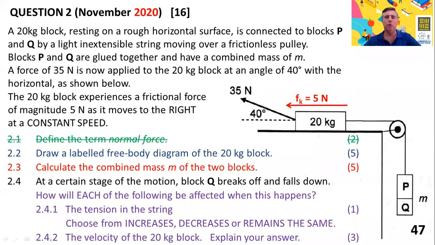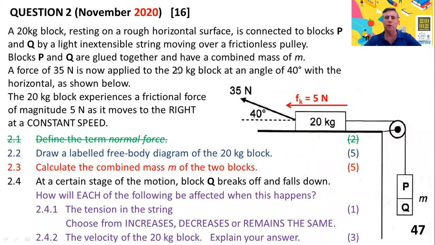And finally, let's have a look at question 2 from the November 2020 matric final exam. This question counted for 16 marks, slightly less than the average of 17. So you're told that you have a 20 kilogram block resting on a rough horizontal surface. Notice the word rough means friction, connected to blocks P and Q, which are connected over a pulley by a light, inextensible string. If you don't know that word, it just means it won't stretch.